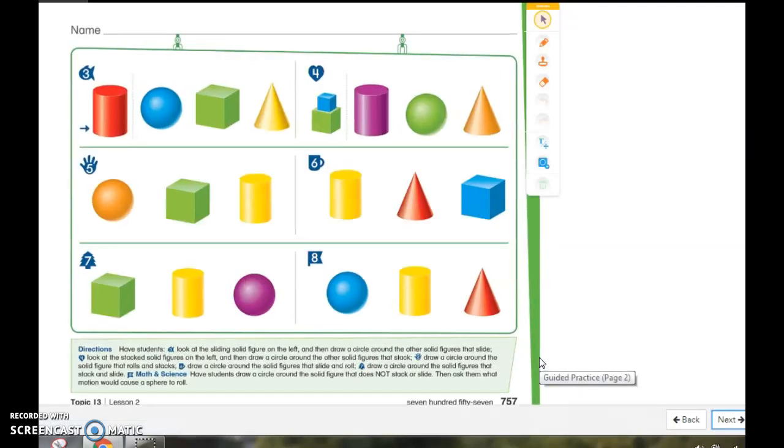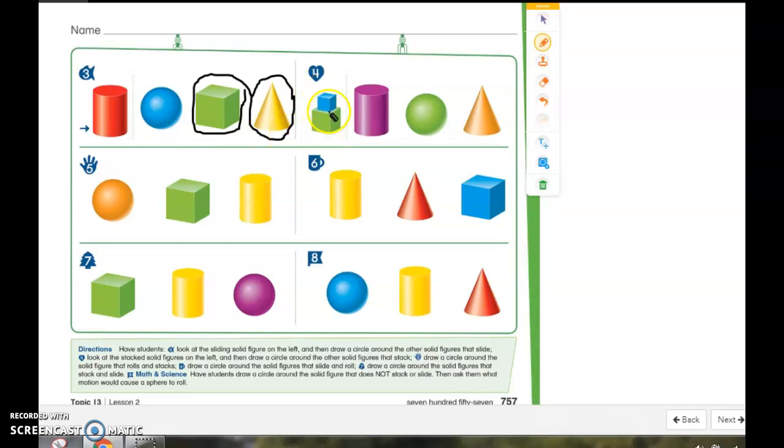Okay, so numbers 3 and 4, they give you the example. 5, 6, 7, and 8, I have to ask you. So look at number 3. You see that little arrow on the ground that's trying to show us we're sliding that cylinder along. Which of those can we slide? The sphere, the cube, or the cone? Which ones can we slide? Okay, let me get my pen. We can slide the cube, and we can slide the cone because they have a flat bottom. The sphere can't slide, it only rolls.